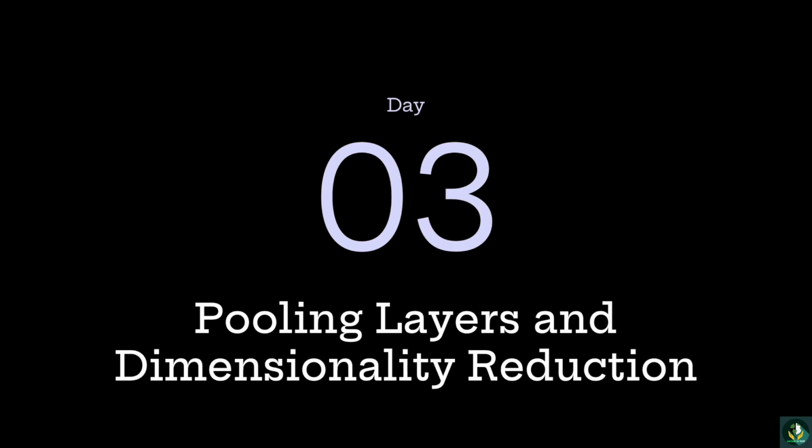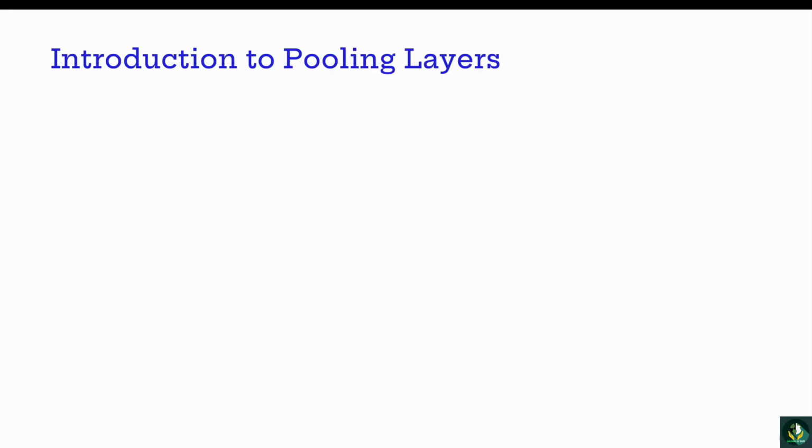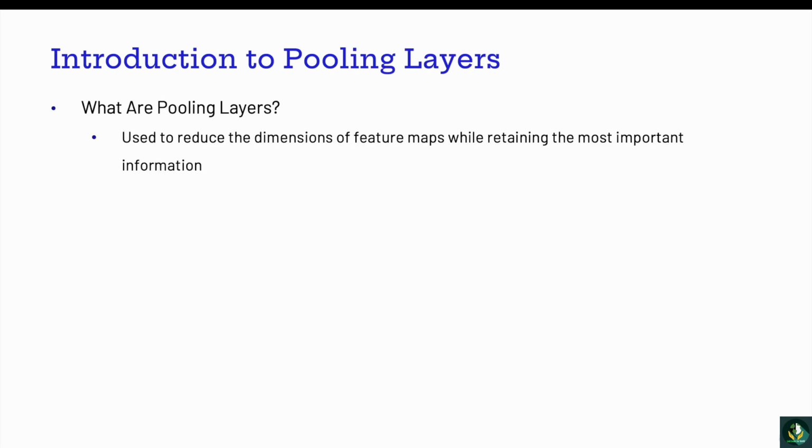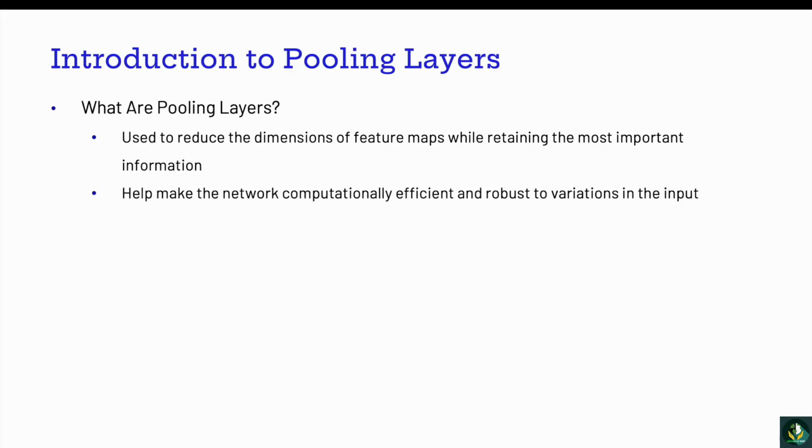Day 3, pooling layers and dimensionality reduction. Today, let's look in depth at both of these features. First, let's start with an introduction to pooling layers. Now, what are pooling layers? Pooling layers are used to reduce the dimensions of feature maps while retaining the most important information. They help make the network computationally efficient and robust to variations in the input.